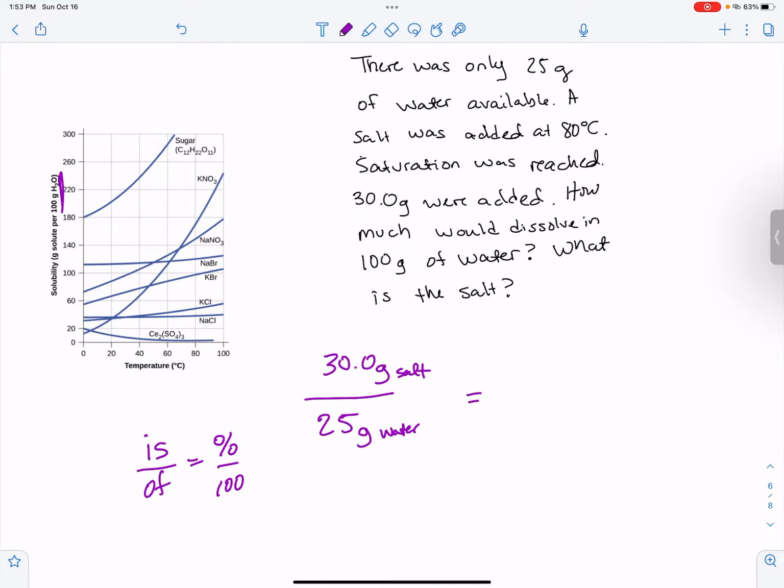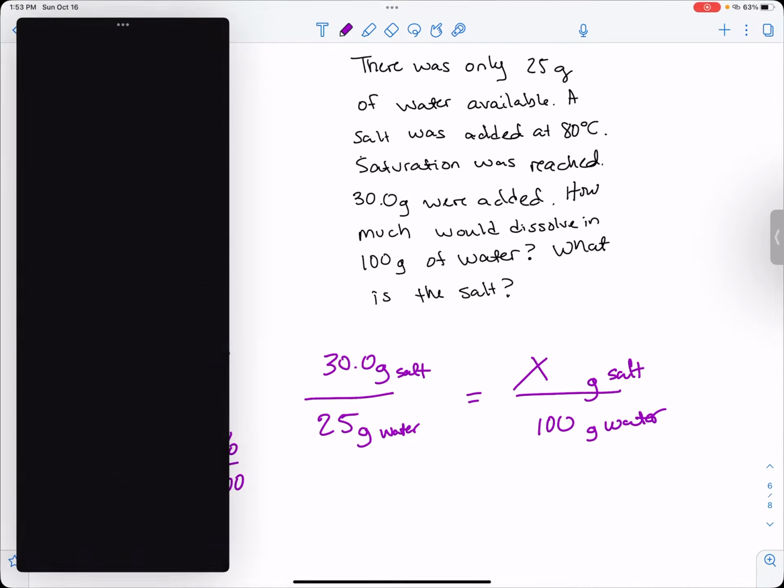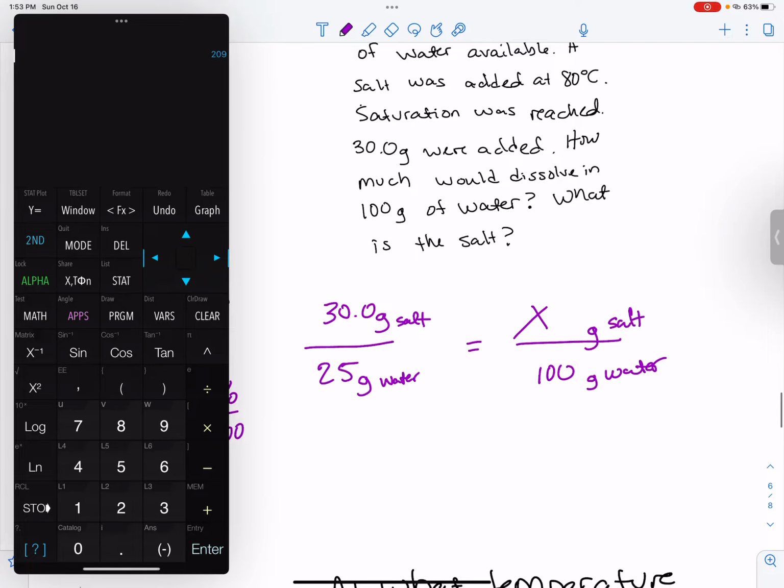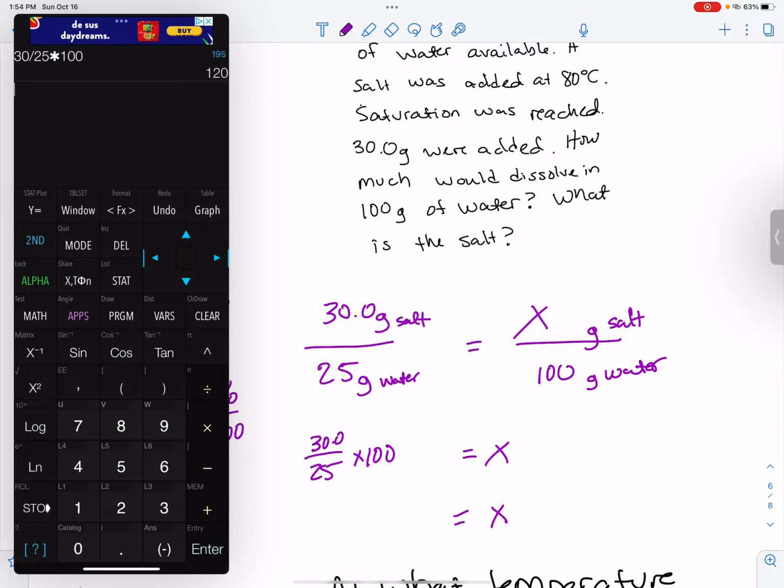If you're trying to figure out how many grams of salt are going to be dissolved, and you know that this chart gives me the amount per 100 grams of water, then that's X, and I can solve for a variable like that. So I'm just going to pull out my calculator, and I'm going to basically cross multiply both sides by the 100. So it's like saying 30 divided by 25 times 100 is equal to X. And in that scenario, I get that X is equal to 120 grams will be how much dissolves in water.